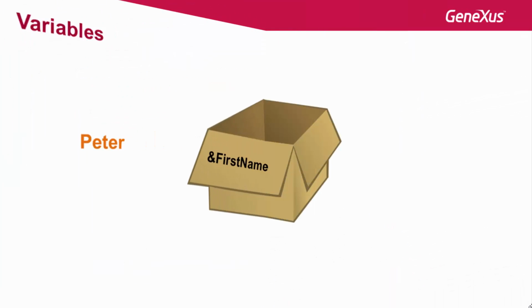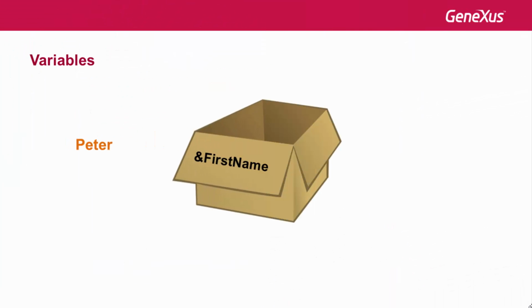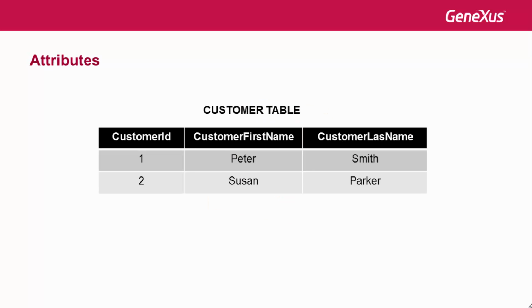A variable is one space in memory with an associated symbolic name and a data type that can be stored. Text, numbers, dates, and so on. This variable has a certain value stored. In general, the variable name is used to make reference to the stored value. An attribute, on the other hand, is one value physically stored in the database.